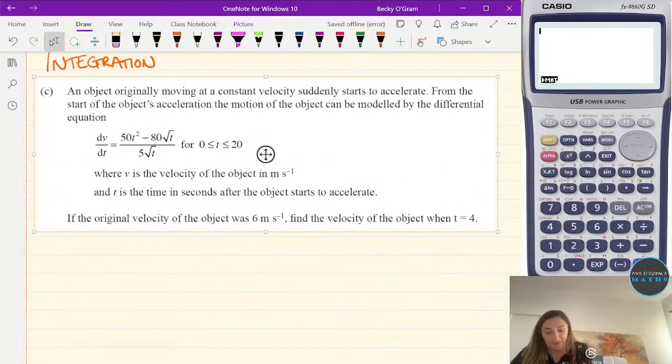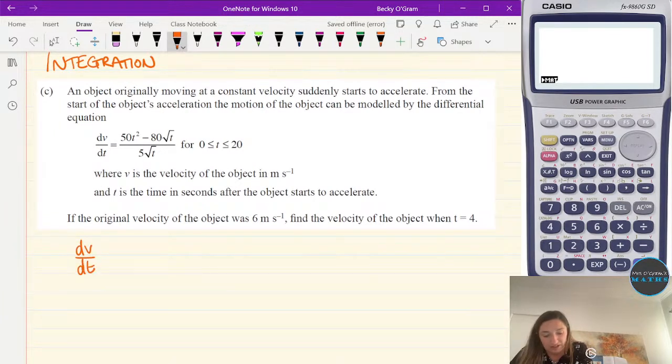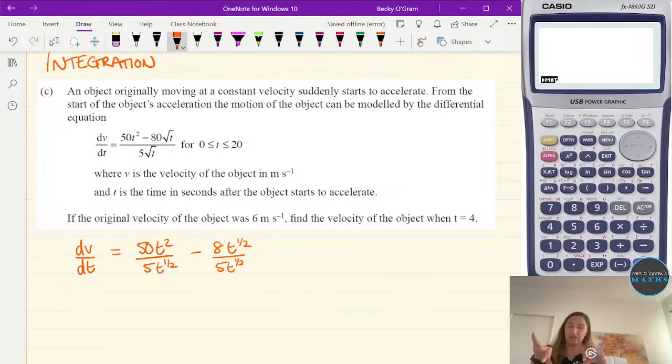There we go. All right, now to find the velocity, we're going to need to integrate dv by dt, but before I do that, I'm going to simplify it. So if we take 50t squared over 5t to the half, minus 80t to the half over 5t to the half. All I'm doing here is separating that fraction into two different pieces. So now I can do some simplifying. So the t to the half obviously cancels. Oh, I missed out the 0 on 80. There we go. 5 and 50 cancel to just be a 10.